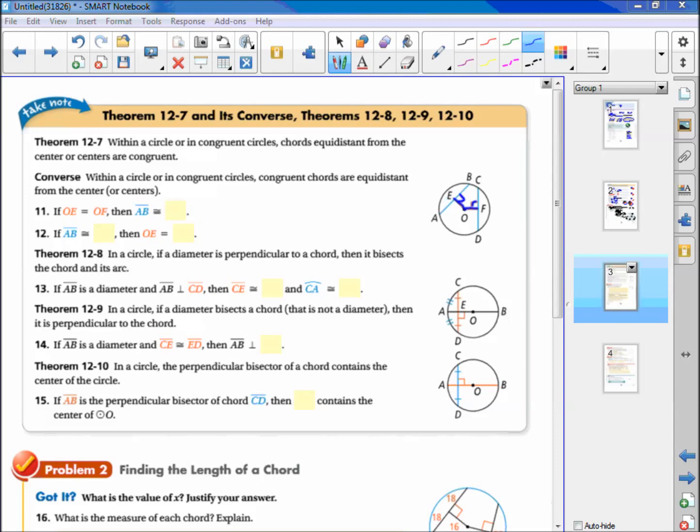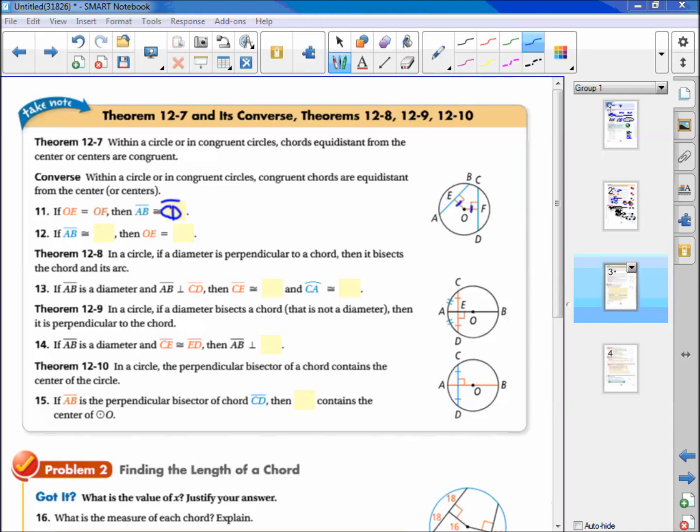Okay. All right, and this is saying that if those two chords are the same distance away from the center, then the chords should be congruent. So if OE is the same distance as OF, then AB will be congruent to CD. So this says OE is equal to OF, then we would have AB is congruent to CD. And then the converse says the same thing.